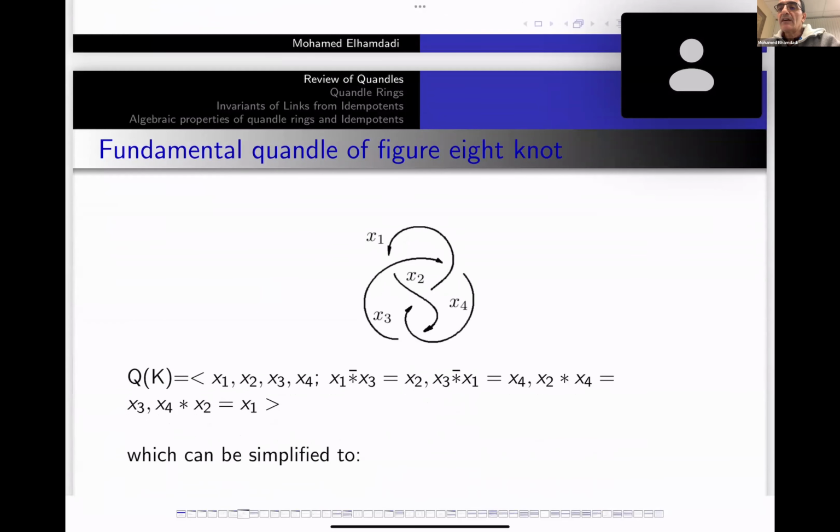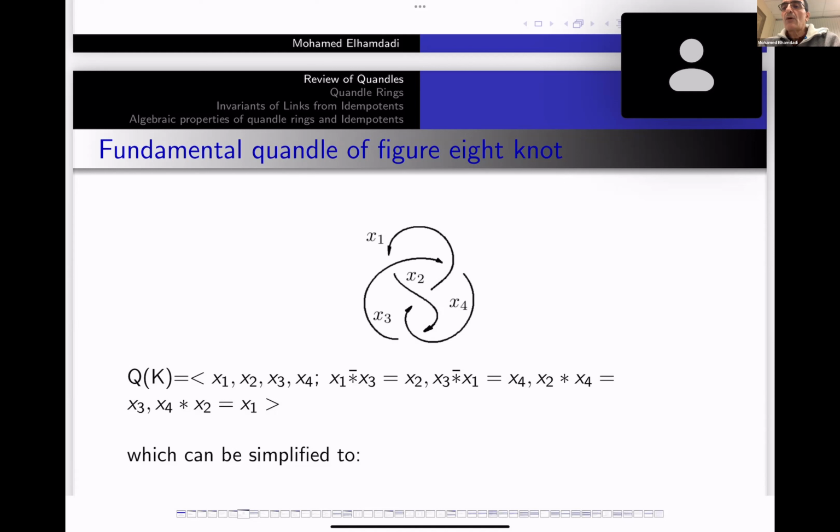Consider the figure 8 knot. We have 4 arcs. We name them x1, x2, x3, x4. Then the fundamental quandle will be given by 4 generators, x1, x2, x3, x4. And you look at each crossing and you write the relation.